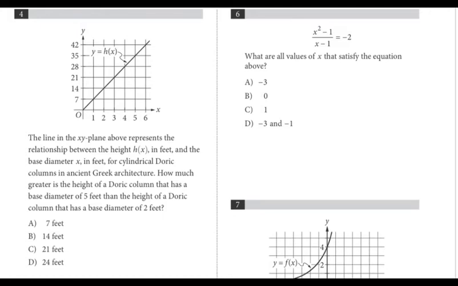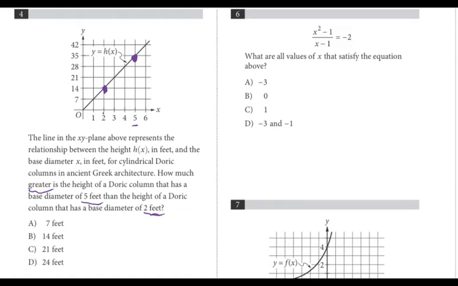Read the instructions carefully. They want to know the difference. How much greater is the height of a Doric column at 5 feet diameter than at 2 feet diameter? What does this graph represent? The x is the base diameter, so for 5 feet, it's going to be this point. And at 2 feet, it's going to be this point.